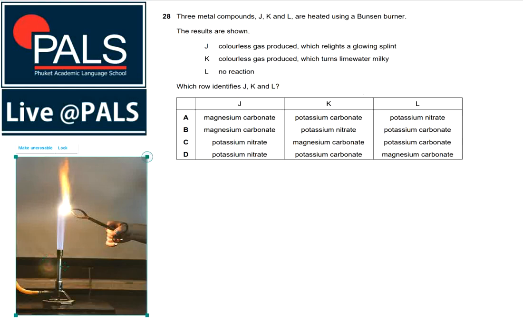This one is magnesium carbonate. When heated using the Bunsen burner, it would produce colorless gas, which turns lime water milky. So we have this one in letter C. I'm not saying that this is already the correct answer. So we have the magnesium carbonate for letter K, this one.